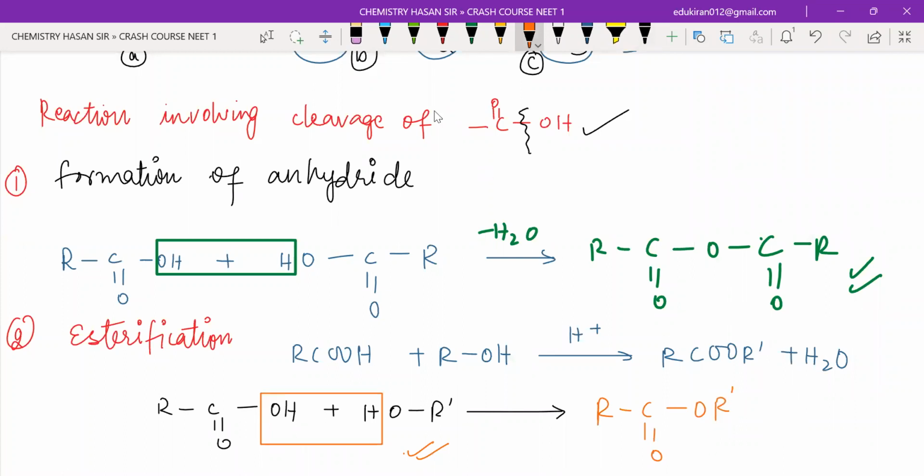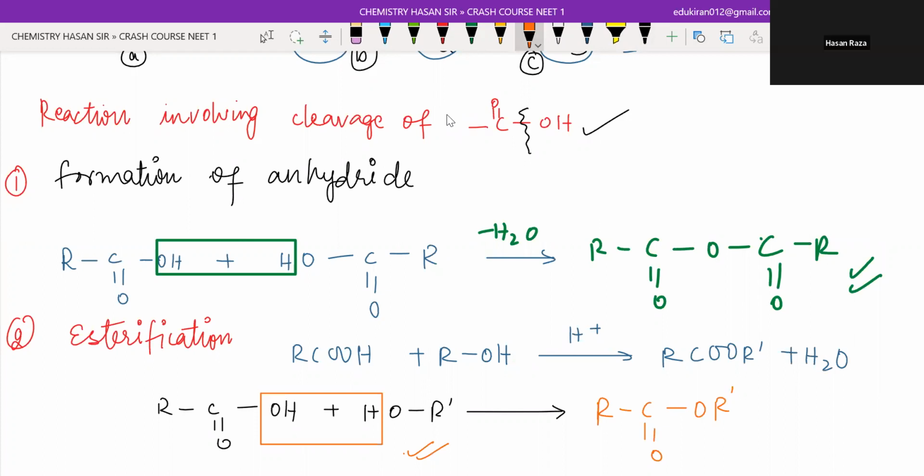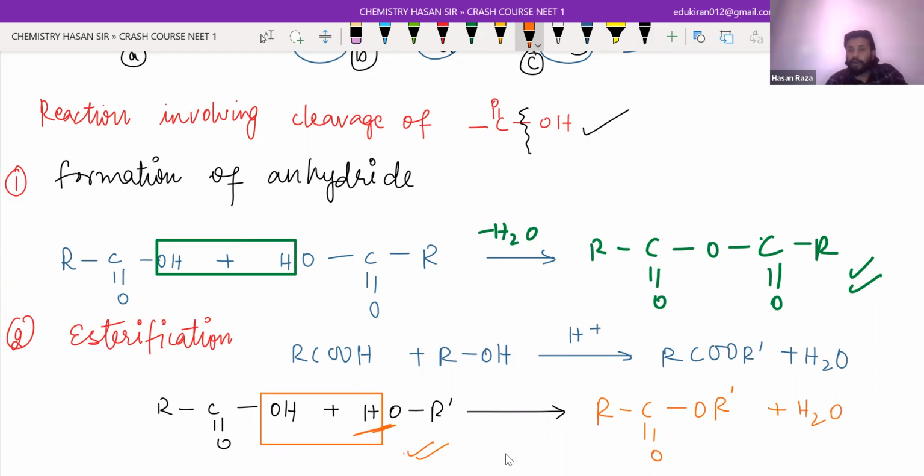There is a question that has been asked about this: is H plus removed from carboxylic acid or alcohol? So this H in water is removed from the alcohol. This is very important. And OH from the carboxylic acid. Okay.